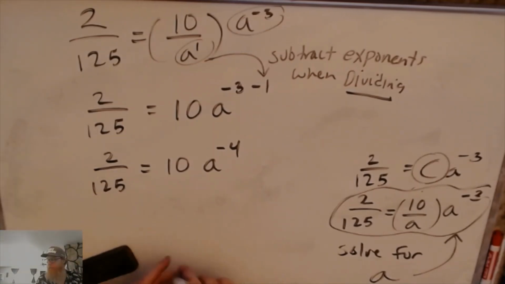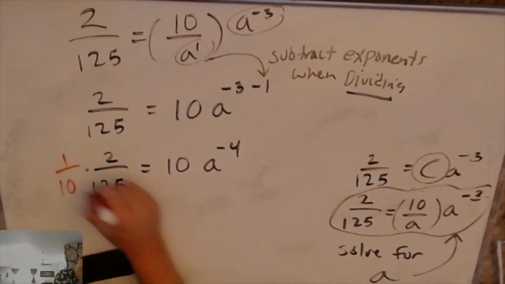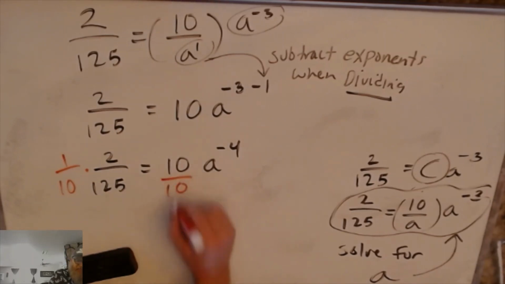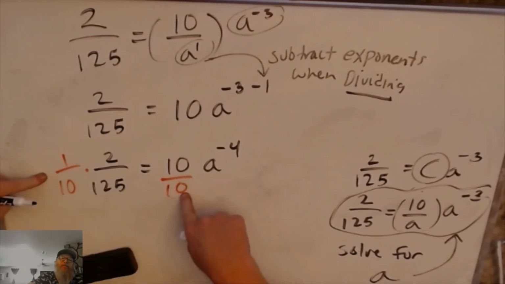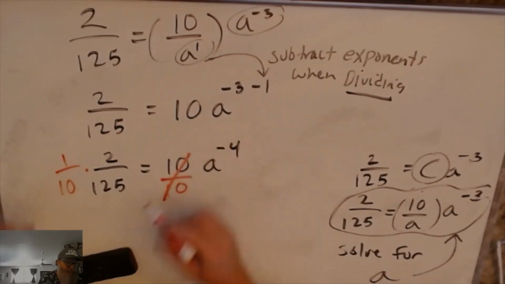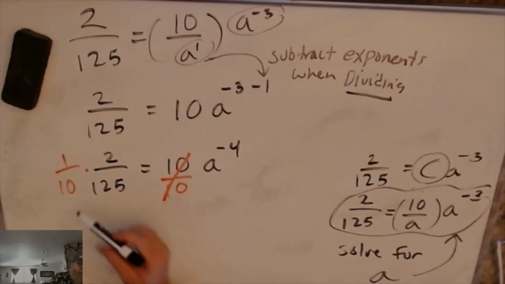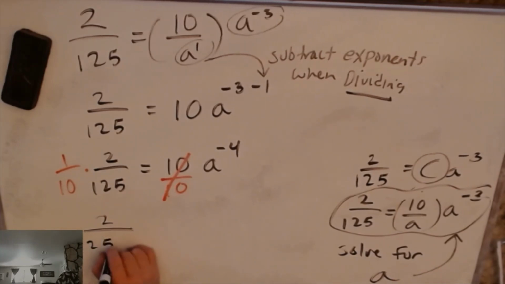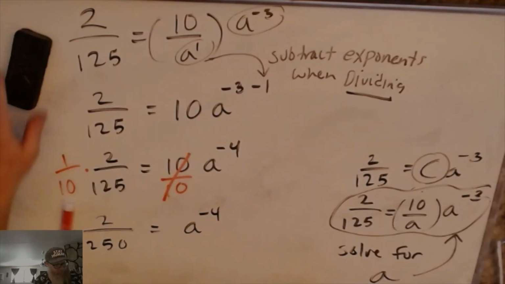We're going to multiply both sides by 1/10. That's the same as dividing by 10. Yeah? Multiplying by 1/10 is the same as dividing by 10. So now you're going to have 2 over 1250 equals A to the negative 4.